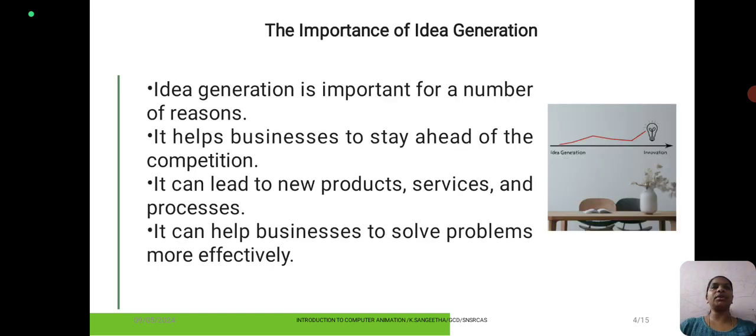So, the importance of idea generation. Idea generation is essential for businesses that want to stay ahead of the competition by generating new ideas. Businesses can create new products and services that appeal to customers. Idea generation can also lead to new processes that can help businesses to operate more efficiently.